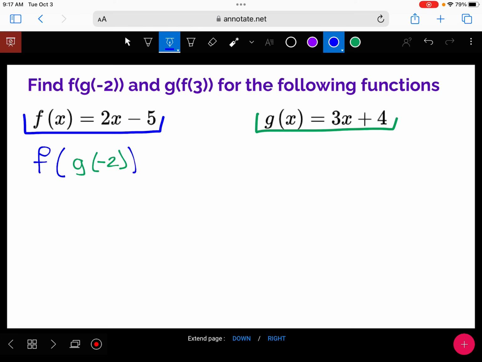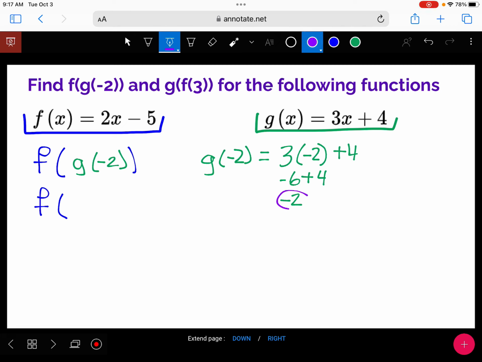What is g of negative 2? So we're going to take 3 times negative 2 plus 4. So we could substitute it in: negative 6 plus 4, or negative 2. So we're really asking what is f of this negative 2.